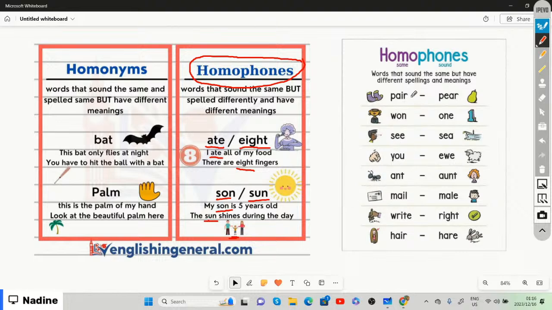Here we have pair and pear. And they're also giving us pictures, right, to match with the specific word. So here we have pair and we have pear. And this pair is like, for example, pair of socks, pair of slippers, pair of gloves, right? It's like two of something. And this pear over here is a fruit.